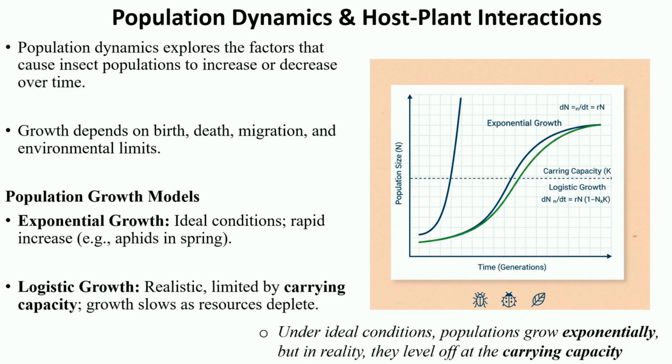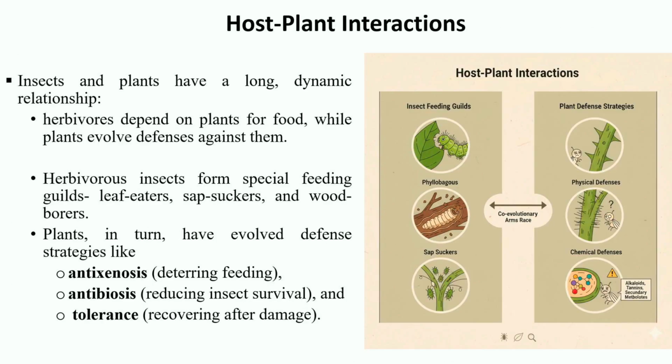The first one is exponential growth, which is based on ideal conditions, so that rapid increase in populations is what we are expecting in this growth model. The second growth model is the logistic growth model. This is based on realistic conditions, limited by carrying capacity, so that growth slows as resources deplete. Under ideal conditions, populations grow exponentially, whereas in reality, they level off at the carrying capacity of the environment.